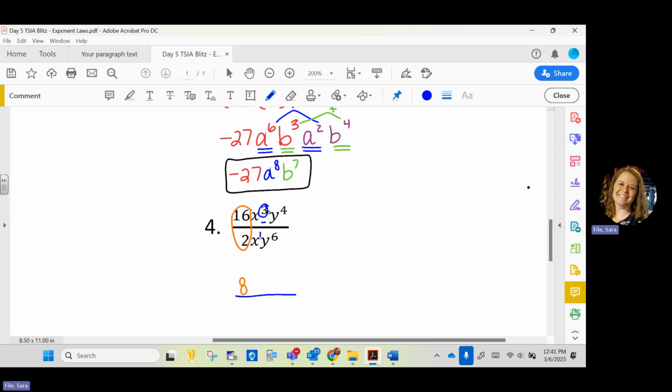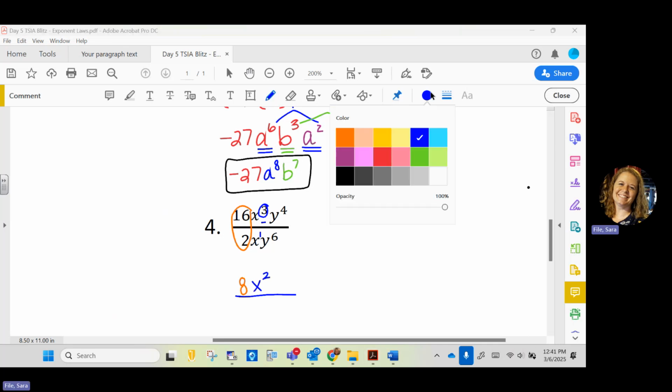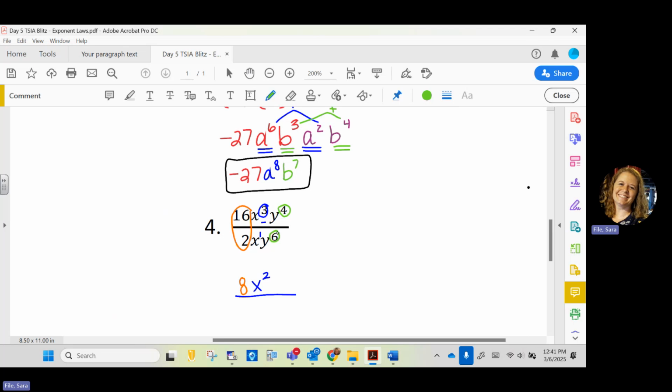That's a positive 2, so it's going to go in top, x squared. But here, 4 minus 6, see how the 6 is bigger? So my difference is 2, but it's got to be in the denominator. So the y squared has to be in the denominator because 4 minus 6 is negative 2, so that means to put it down here.